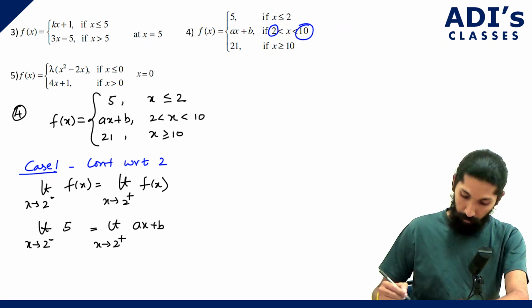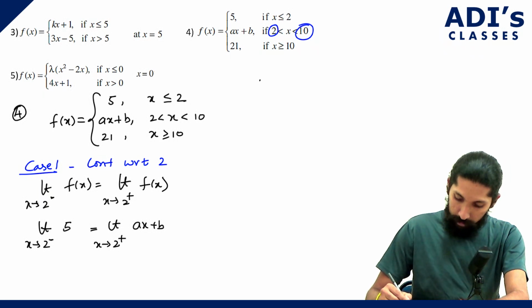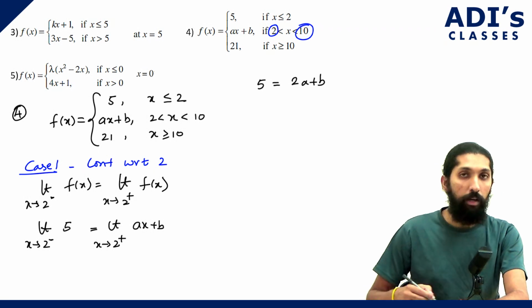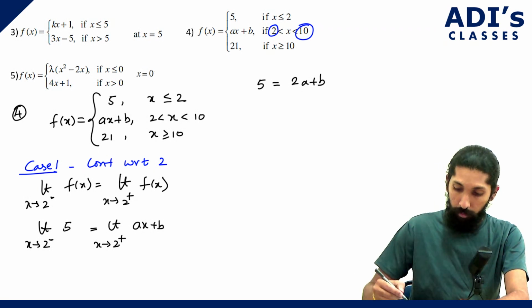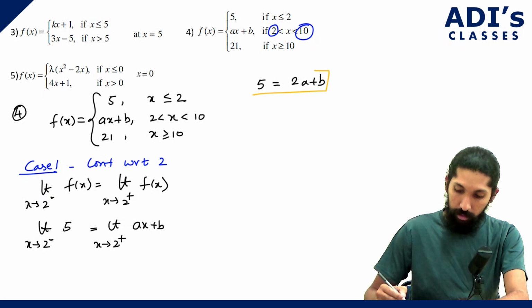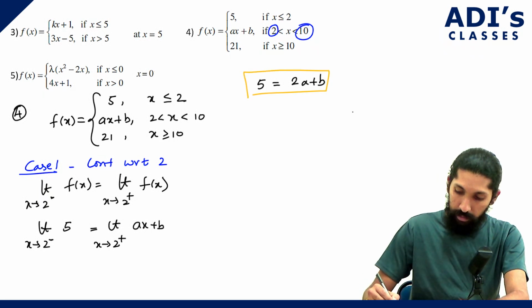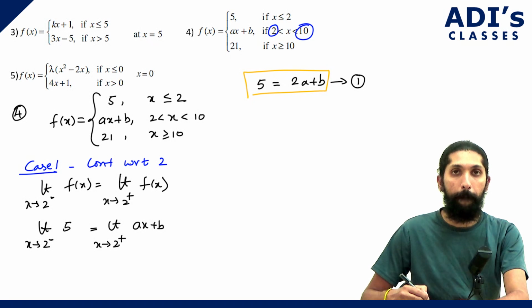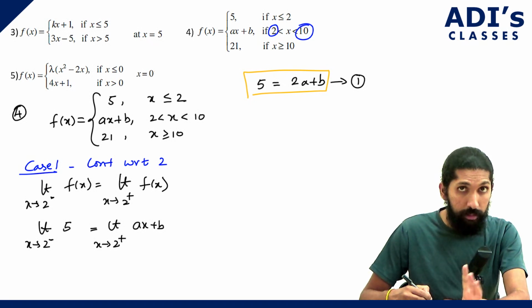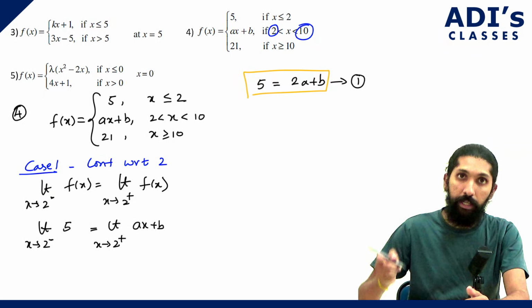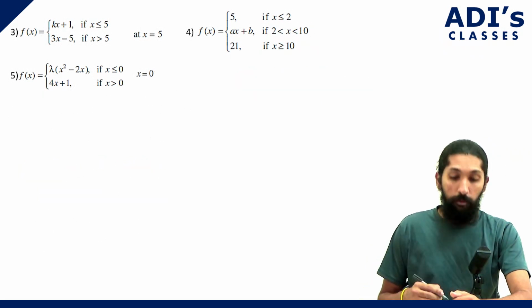Correct? So what do we have? 5 is equal to 2a plus b. We can't do anything for this one. So we put it in a box and call this equation number 1. Fine. So case 1 is done. Next, we take case 2.